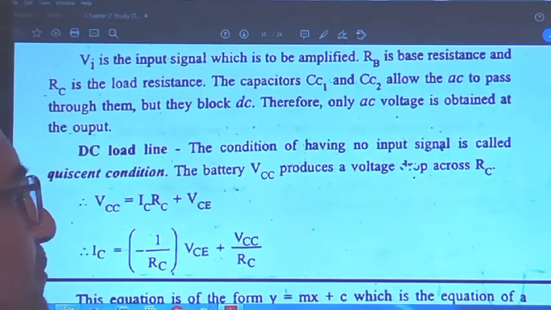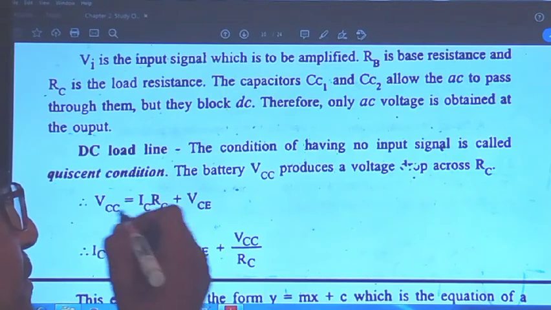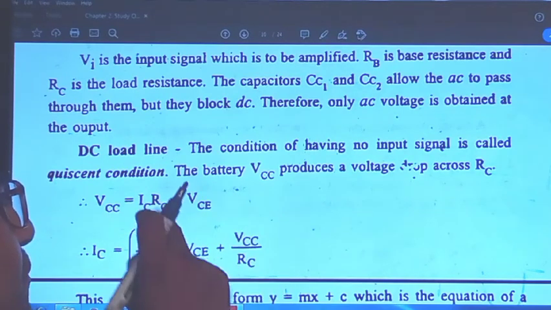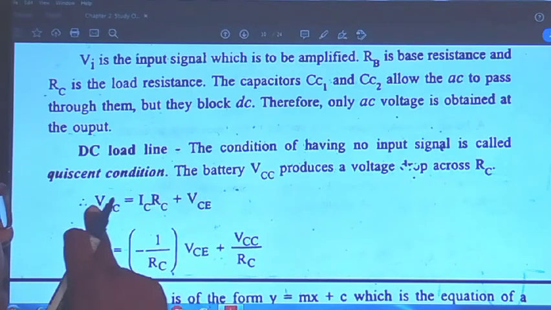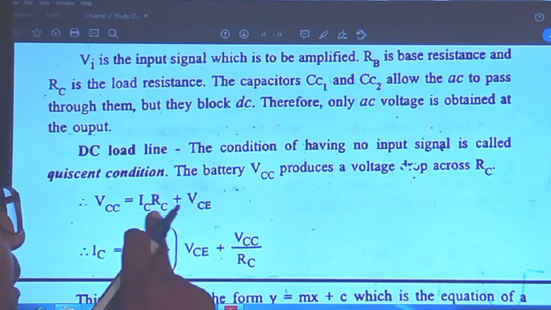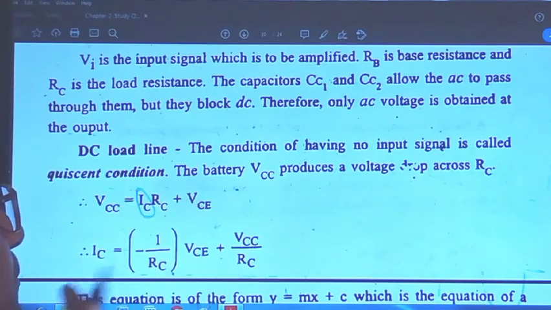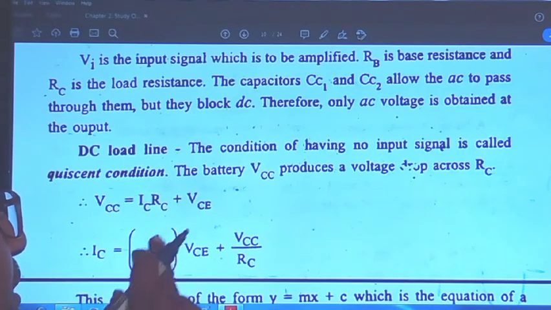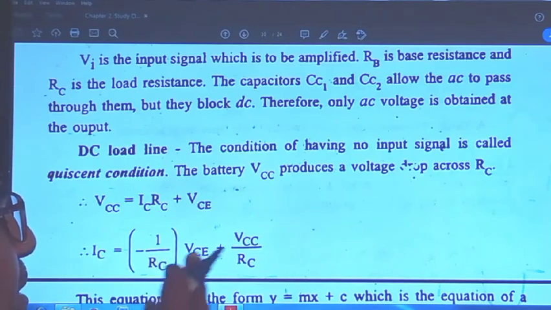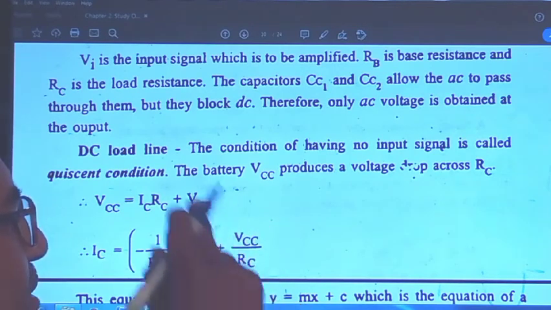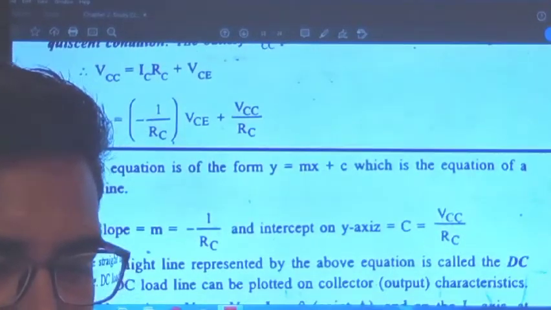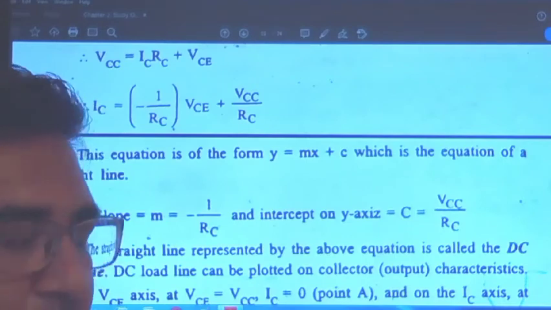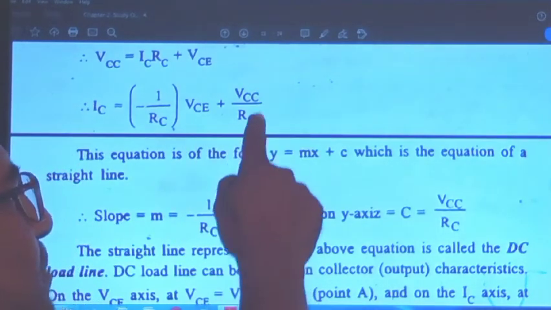Now, for that circuit, VCC is equal to IC into RC plus VCE. We have the value of VCC, and this IC we have to calculate. Taking IC outside, we get IC equals 1 divided by RC, minus 1 by RC into VCE, plus VCC by RC. By one simple calculation we get the formula: IC is equal to minus, in brackets, 1 upon RC into VCE plus VCC by RC.